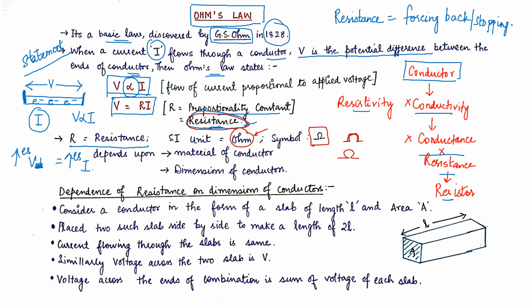Now this resistance depends upon the material of the conductor and the dimensions of the conductor. Now how does it depend upon the material?